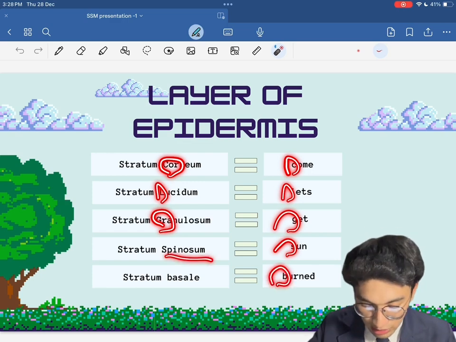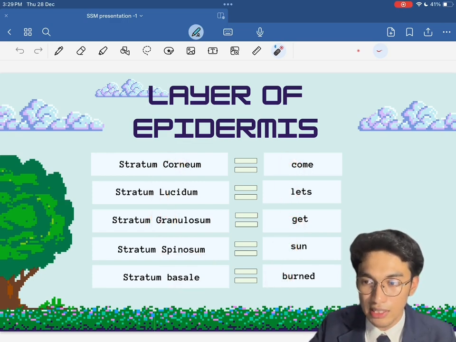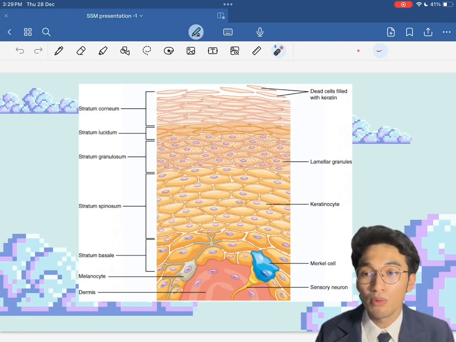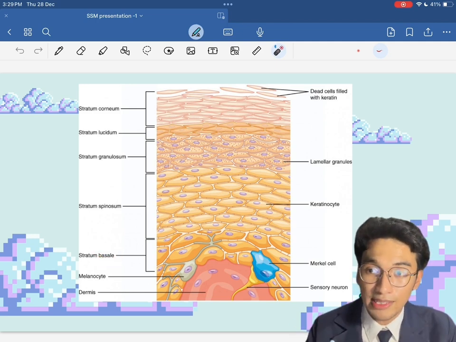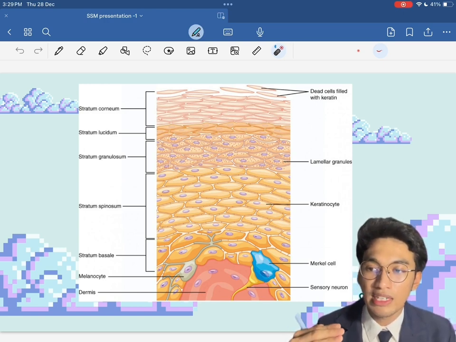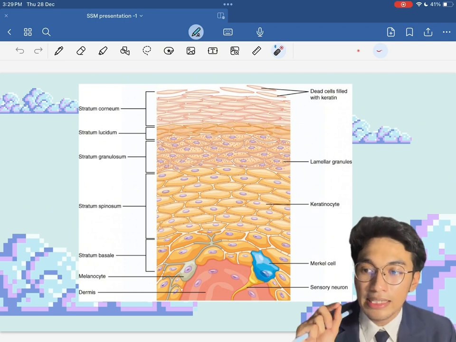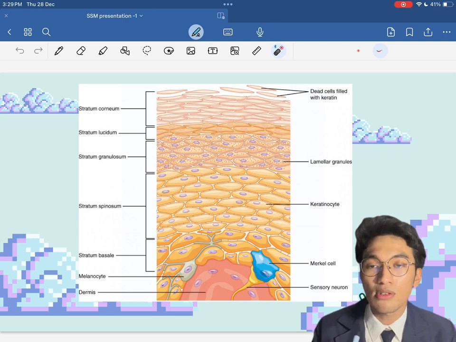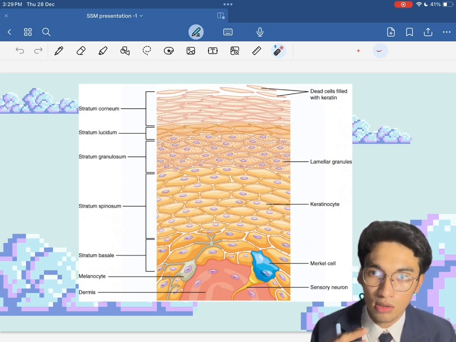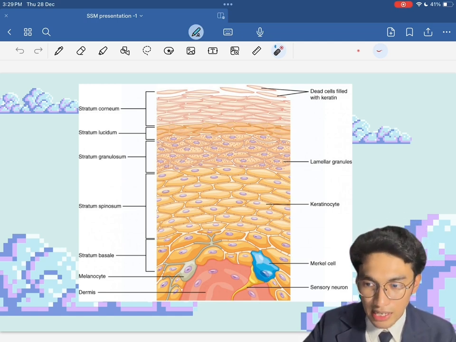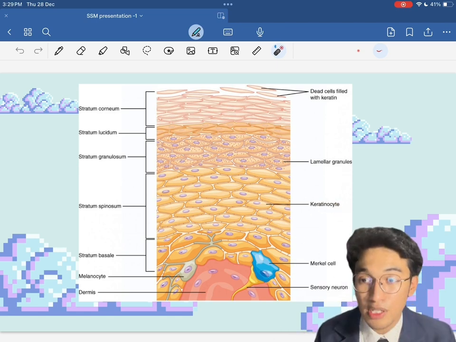Without further ado, let's start with the first layer. It is the deepest layer, which we call the stratum basale, or basal layer. It is a single layer of columnar to cuboidal cells, which rests on the basement membrane. It also has the stem cells for the skin. It has highly mitotic activity. It attaches the epidermis to the dermis through hemidesmosomes.